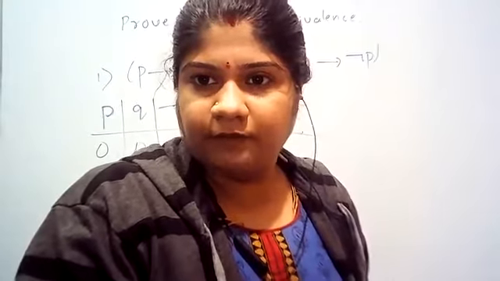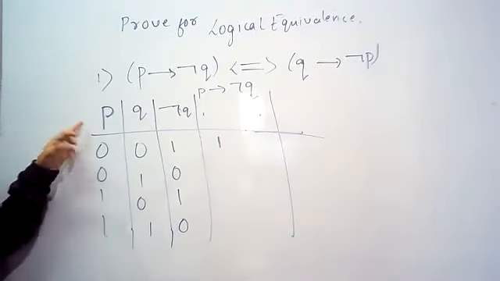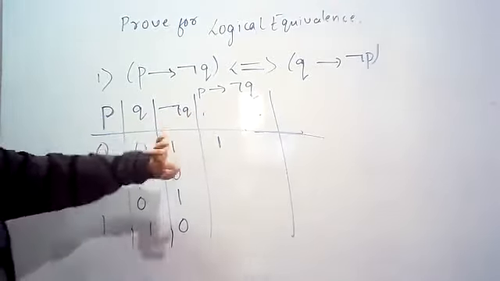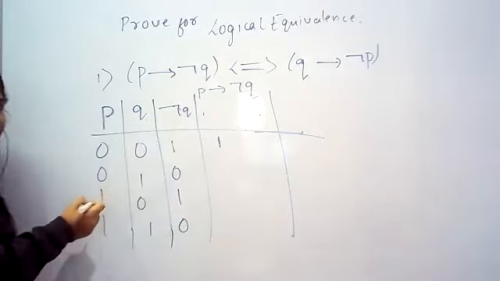Okay. Fine. We'll continue with this problem. So what I have done? P, Q, negation P and condition. Condition is what? 0 and 1. 0, 1 means what? It is 1.